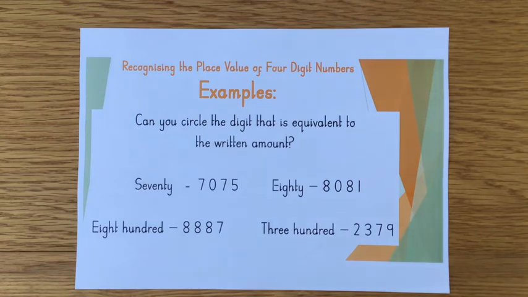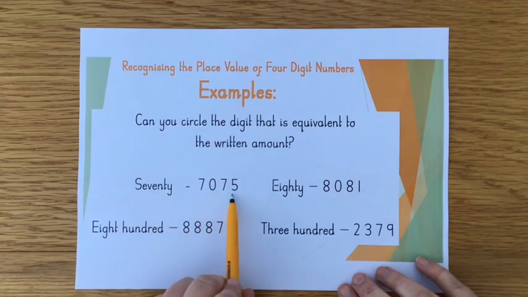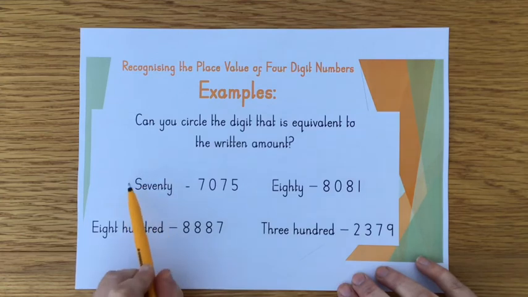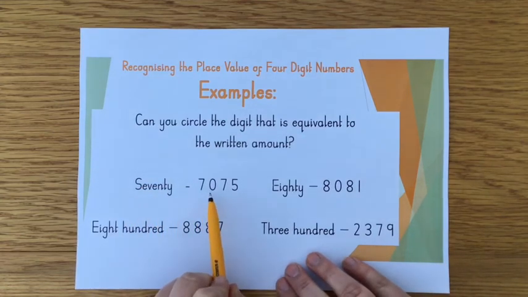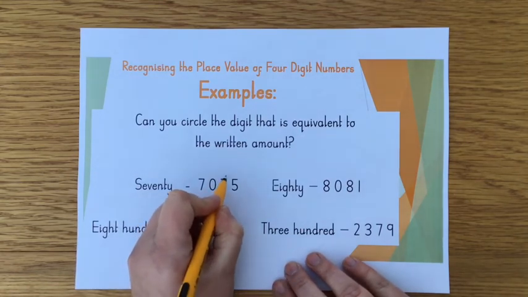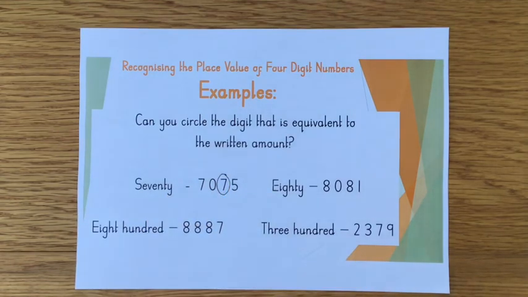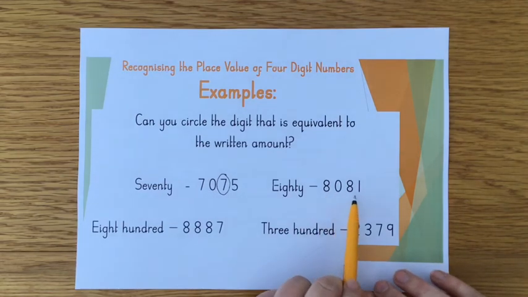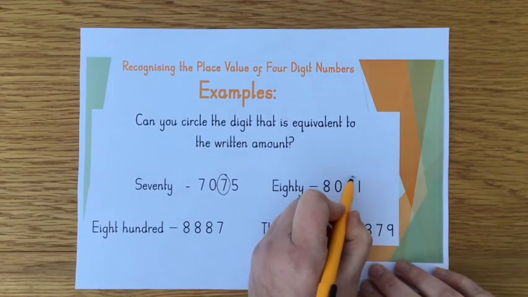Let's see what you've got then. So, 7,075. You're looking for the number 70. So we've got 7 thousands, 0 hundreds, 7 tens and 5 ones. So hopefully you recognise that this 7 here in the tens is worth 70. This number here then, 8,081. We're looking for 80 this time. And it's going to be the 8 in my tens column that's worth 80.